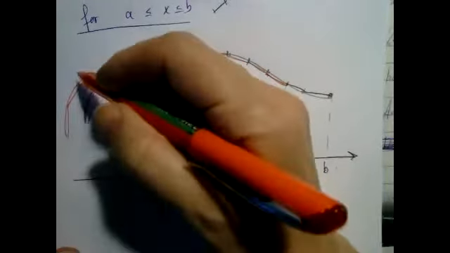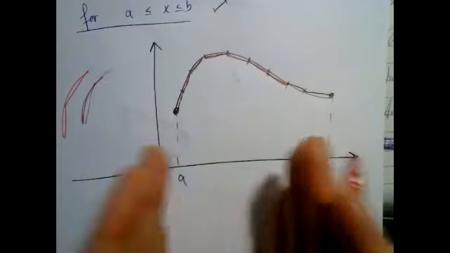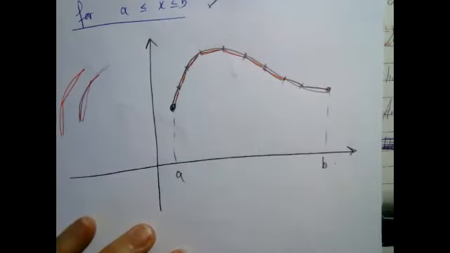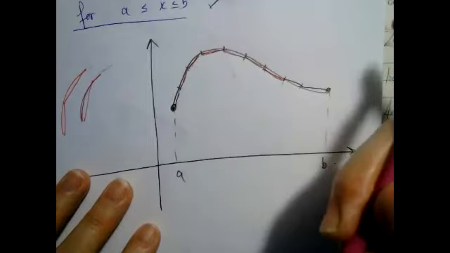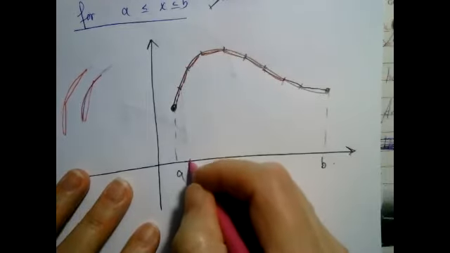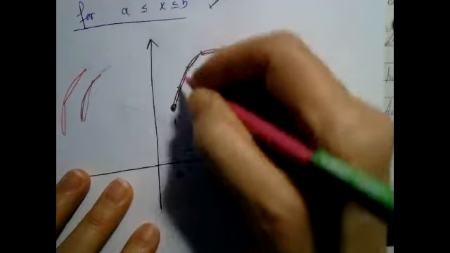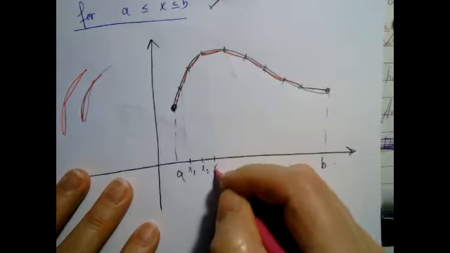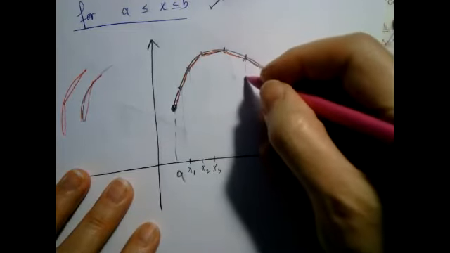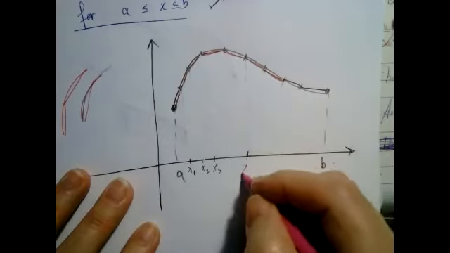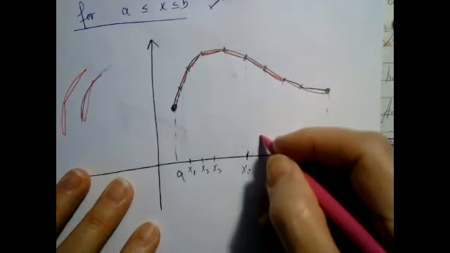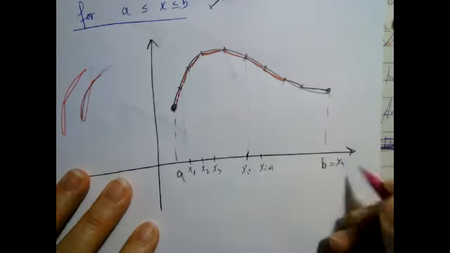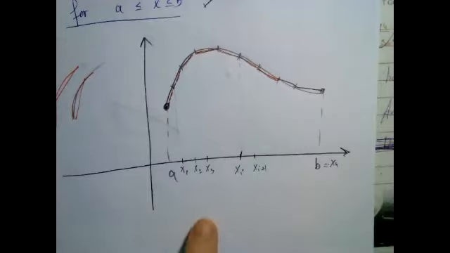We break it into pieces that we know how to handle, and then we add the length of those small little pieces. Now, how are we going to do that mathematically? We're going to start by dividing the interval AB into pieces. I'm going to call this X1, this X2, X3, and in general, I'm going to focus on one line segment. I'm going to call this Xi, and this Xi plus 1, and this is my Xn. So I'm going to divide the interval AB into pieces.